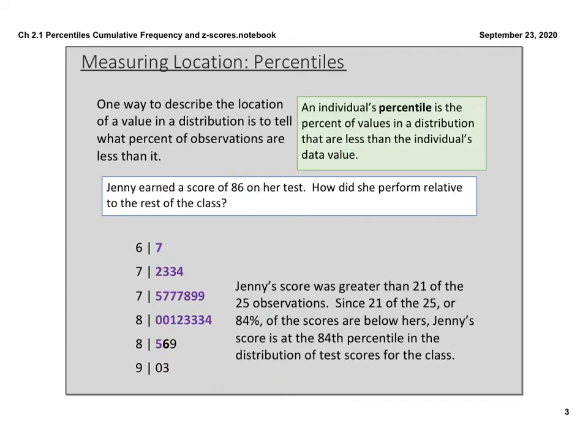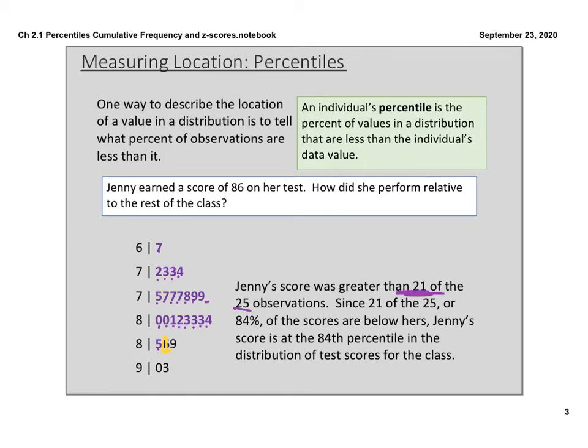When we are trying to determine Jenny's percentile, what we need to determine is how many data values are underneath her. So we locate her value right there, and we need to count how many data values are below. So you can see them highlighted in purple here. You see 1, 2, 3, 4, 5, 6, 7, 8, 9, 10, 11, 12, 13, 14, 15, 16, 17, 18, 19, 20, 21. 21 of the 25 observations are underneath Jenny's score.